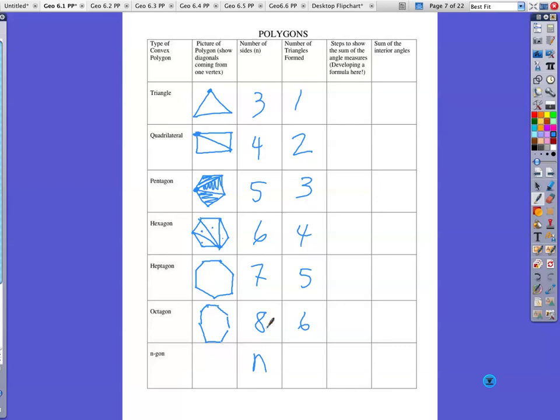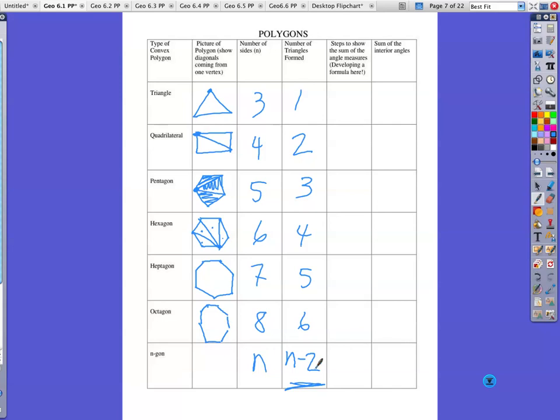So I can't help but notice, and this is where I want to get to here, I have 2 less triangles than I do the number of sides. 4 minus 2 is 2, 5 minus 2 is 3, 6 minus 2 is 4, so on and so forth. So actually, down here for an n-sided figure, I'm going to write n minus 2.